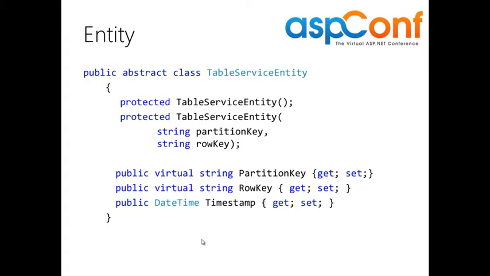Alright, the way that we make sure that all of our entities have those three required columns is simply by inheriting from this abstract class, the table service entity. And it has those three properties here: partition key, row key, and timestamp. So if we inherit from that, the timestamp is going to get set automatically. The partition key and row key, it's up to us as developers to set those and to ensure that the combination of the two is unique for a given table.